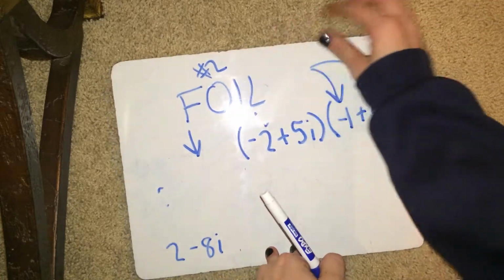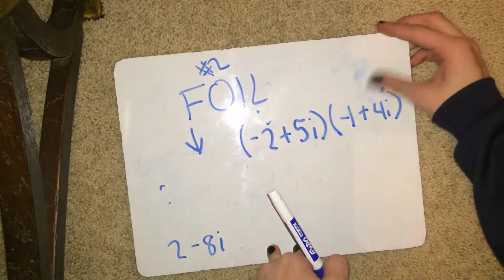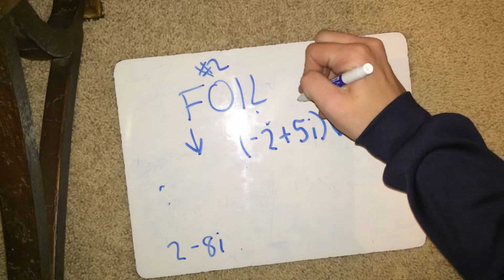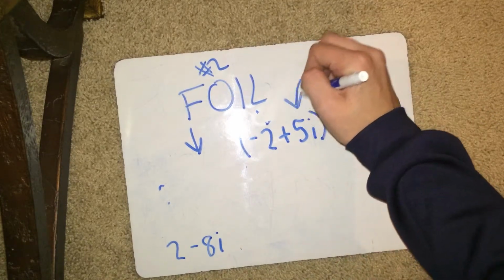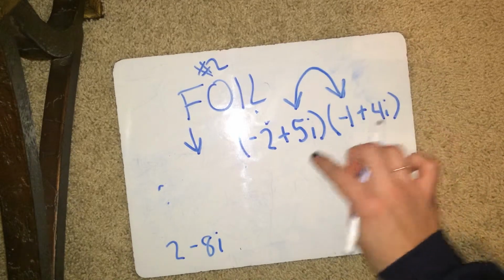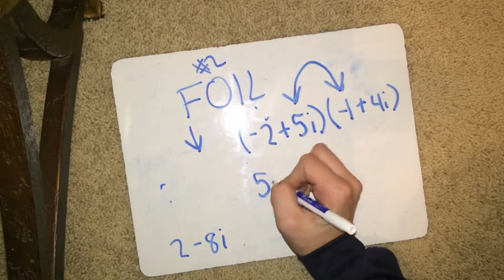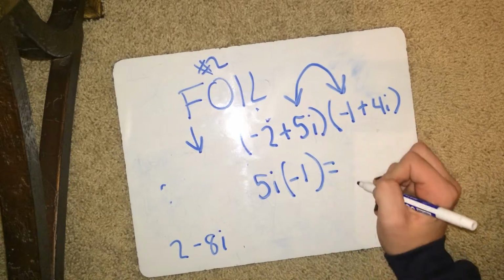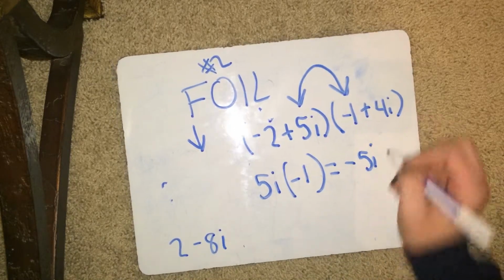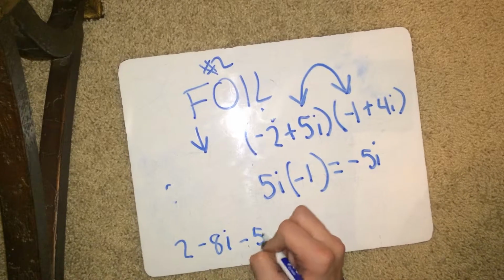Third, we're going to go to the second value in the first set of parentheses, which is the 5i, and this is going to be the inner, which is what the I stands for, and you're going to multiply the inner values, which are these two. And again, they don't have to be like terms, so 5i times negative 1 equals negative 5i. So that would be the third part.